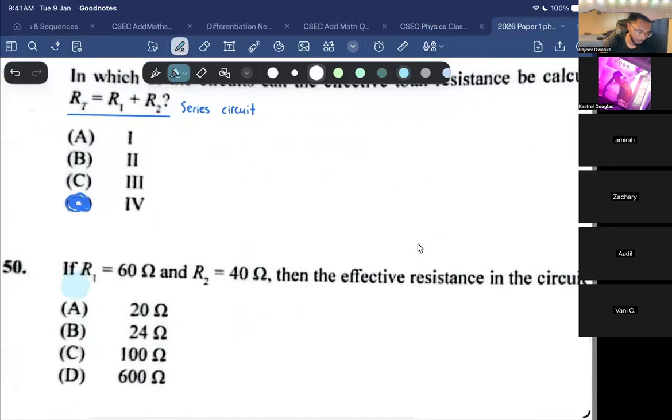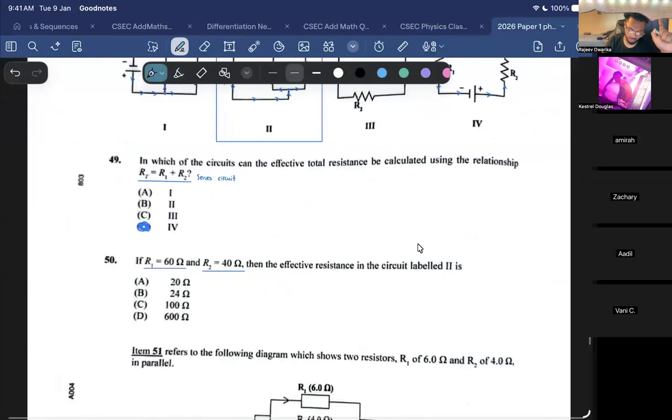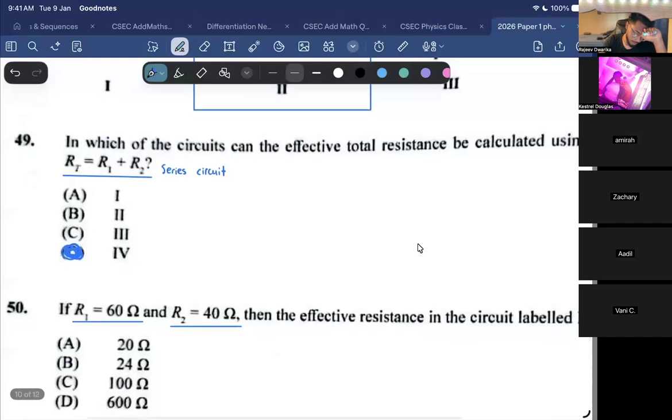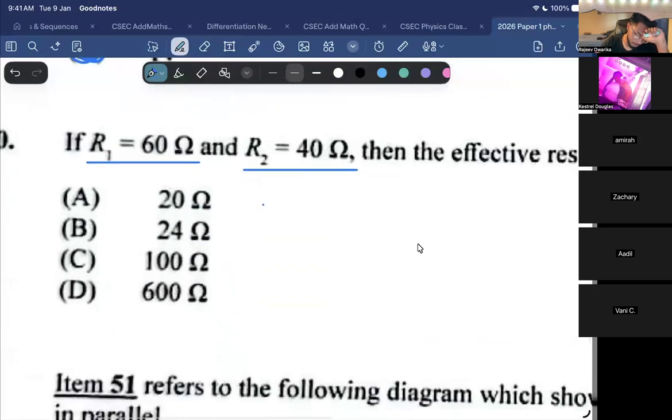So they're telling me that R1 is 60 ohms, and R2 is 40 ohms, and it was circuit labeled 2. What kind of circuit is this? Parallel. It's a parallel circuit. So to add R1 and R2, I would say RT is equal to open bracket 1 over what? R1, R2.